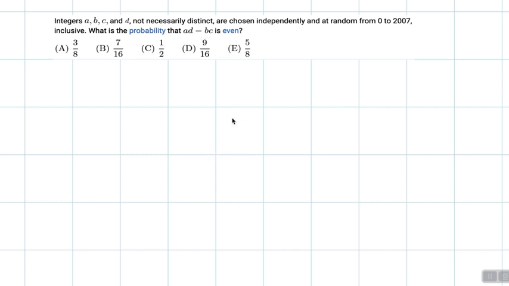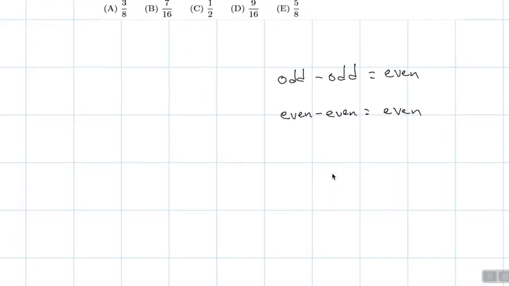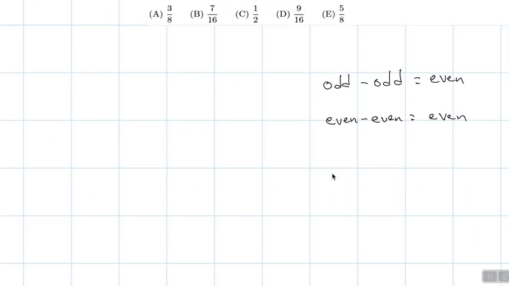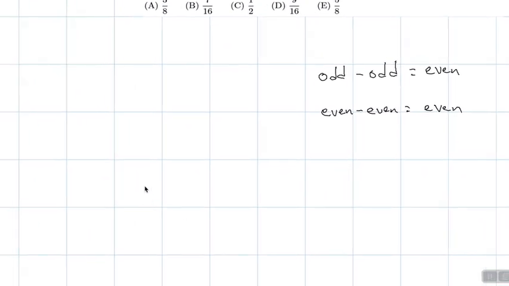So essentially, when you have an odd number minus another odd number, that gives you an even number. And when you have an even number minus another even number, that gives you an even number. So I want to break this down first into cases. So case one, we're going to look at this one.